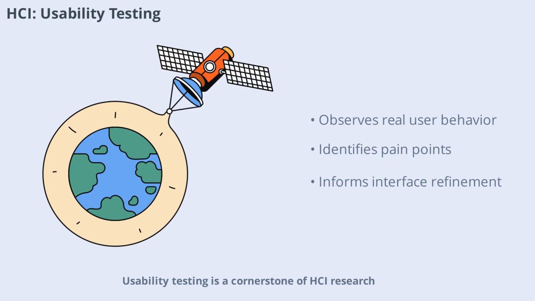Usability testing is a cornerstone of HCI research. By observing real users as they interact with a system, researchers can identify pain points, confusion, and inefficiencies. These insights are invaluable for refining interfaces and ensuring that technology meets user needs. Usability testing often involves tasks, scenarios, and feedback sessions, providing a rich source of data for improvement.